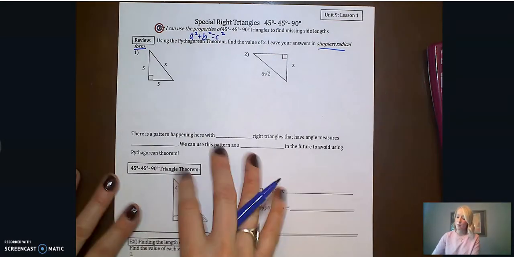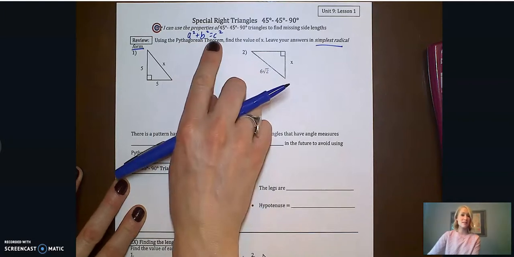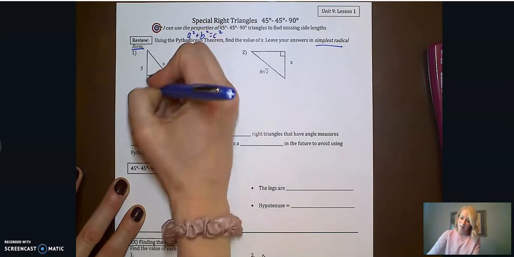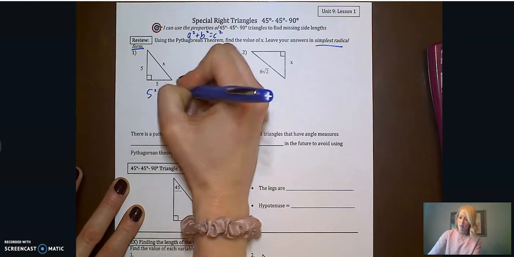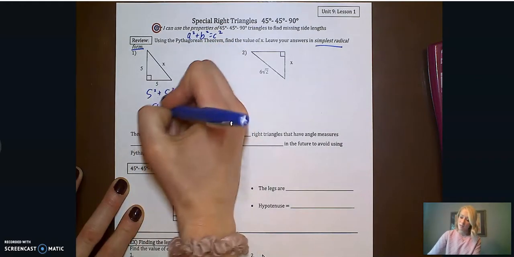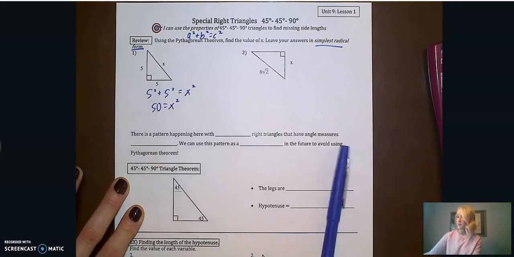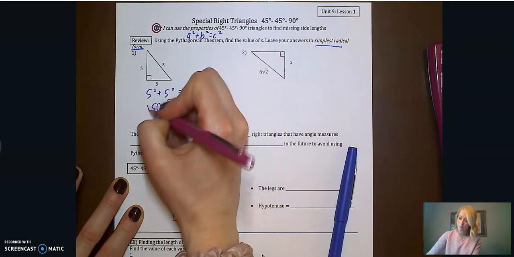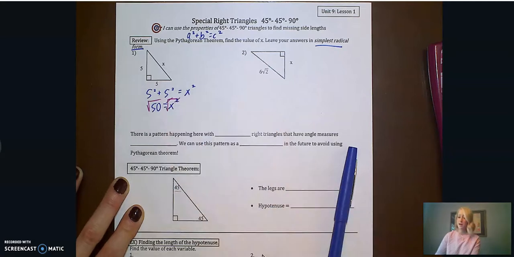So check it out for number 1. The hypotenuse is c. So in this case, that's x. So it'd be 5 squared plus 5 squared equals x squared. 25 plus 25 is 50. And then I would need to square root to get x by itself and get rid of the squared.